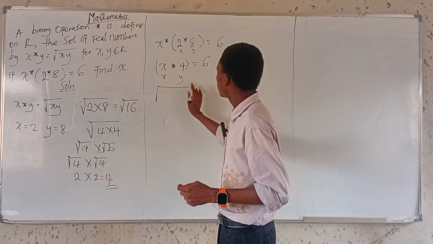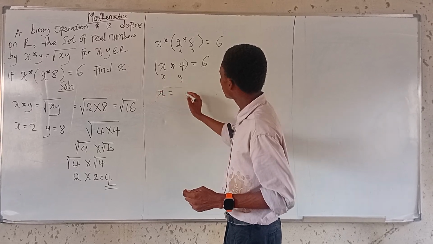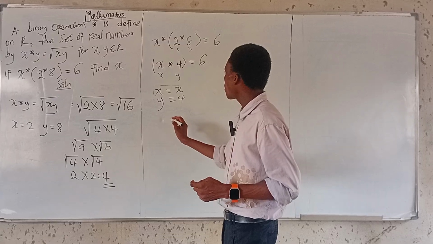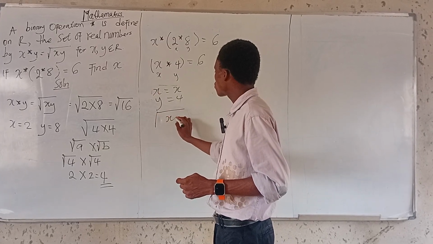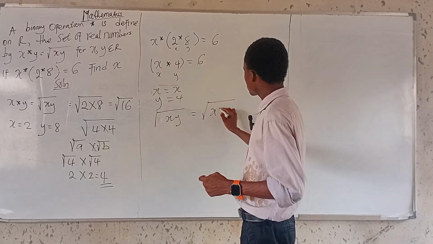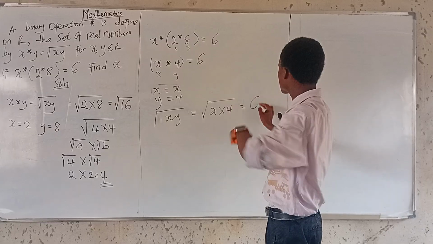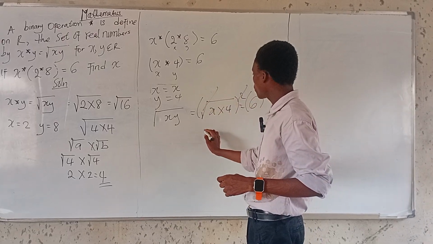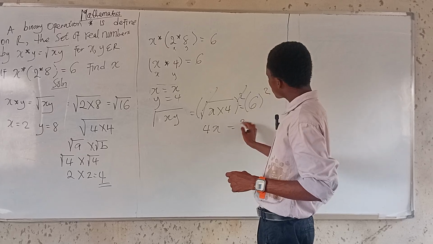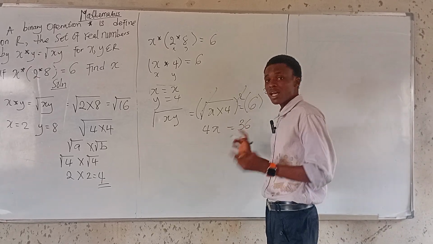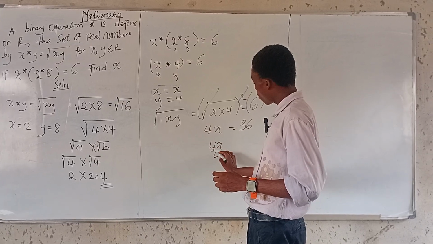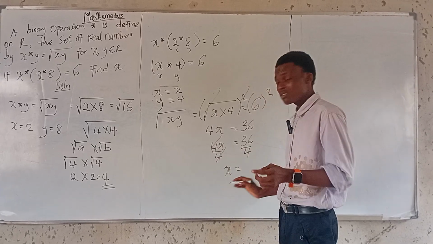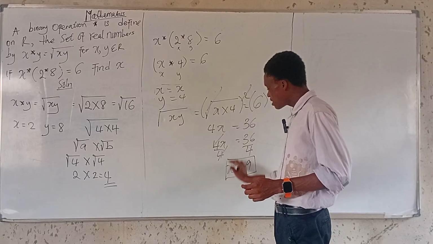Let's call this x, and y equals 4. Using that formula, we have the square root of xy, which equals the square root of x times 4, equals 6. So from here we can square both sides. The square cancels out the square root. What do we have? 4 times x is 4x. 6 squared is 36. To make x stand alone, we divide both sides by 4, so 4x divided by 4 equals 36 divided by 4. The 4s cancel, so x equals 9, since 4 times 9 is 36. And this is the value of x.